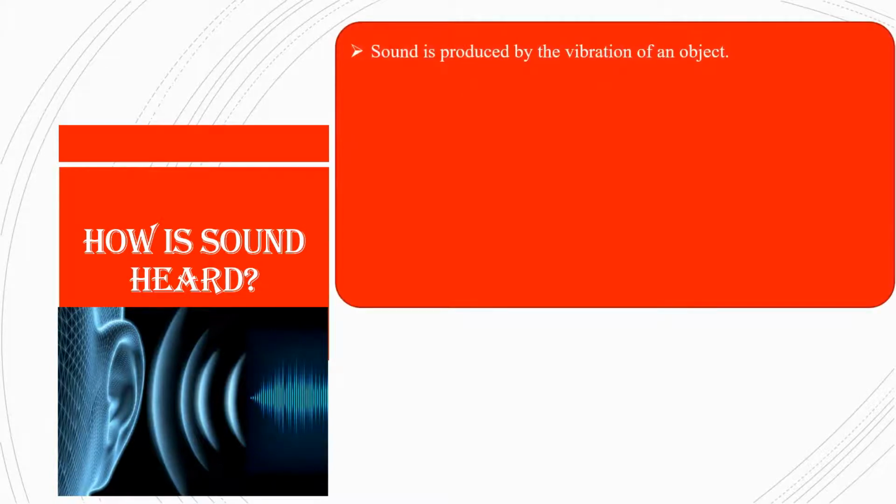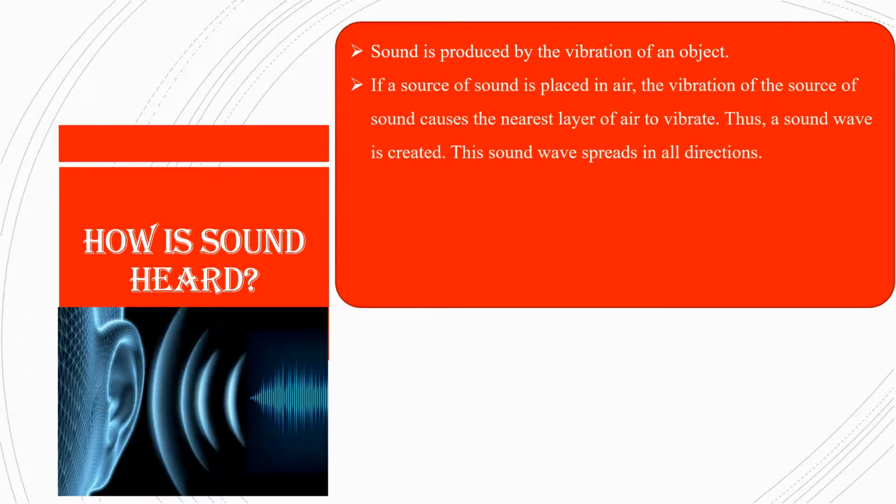Now students, how is sound heard? Sound is produced by the vibration of an object, and if a source of sound is placed in air, the vibration of the source of sound causes the nearest layer of air to vibrate. Thus, a sound wave is created, and this sound wave spreads in all directions.